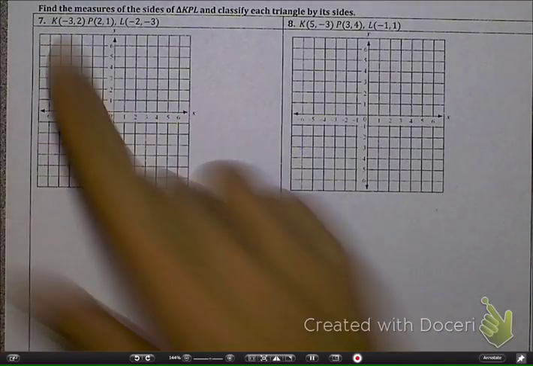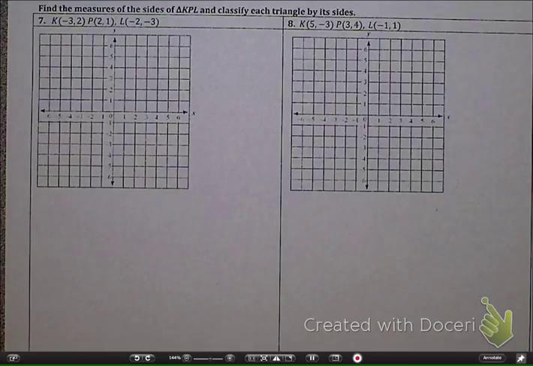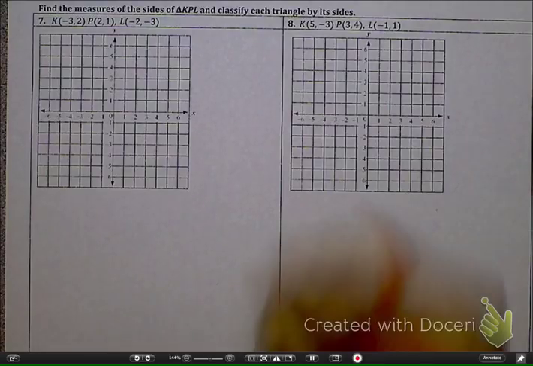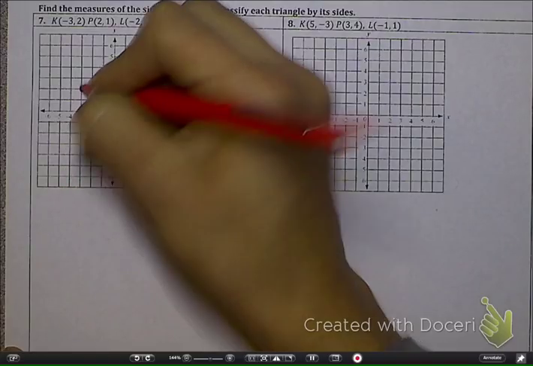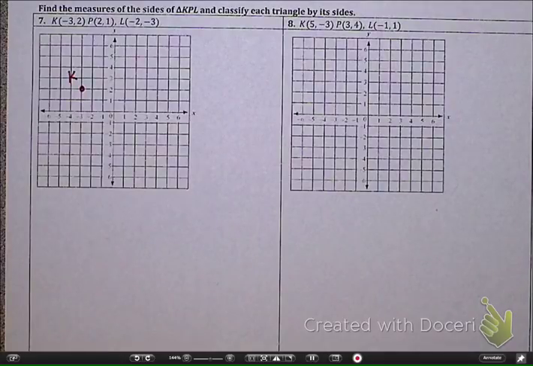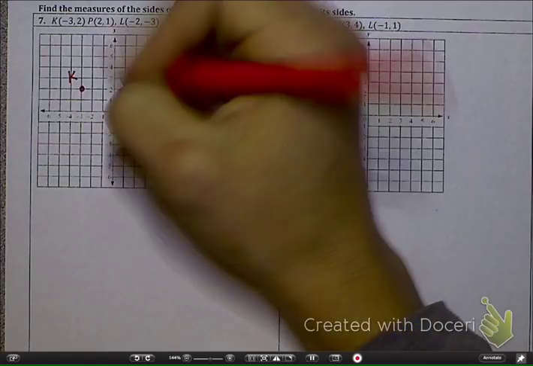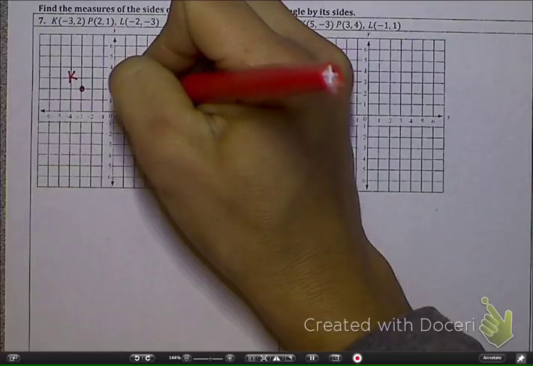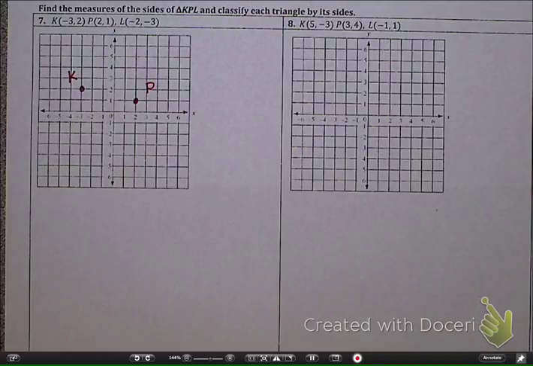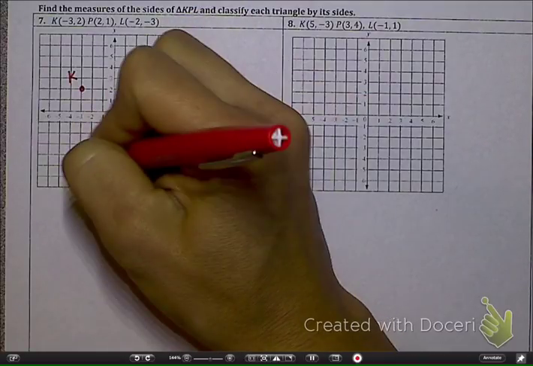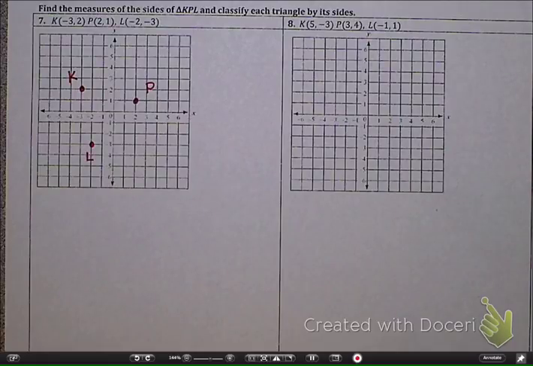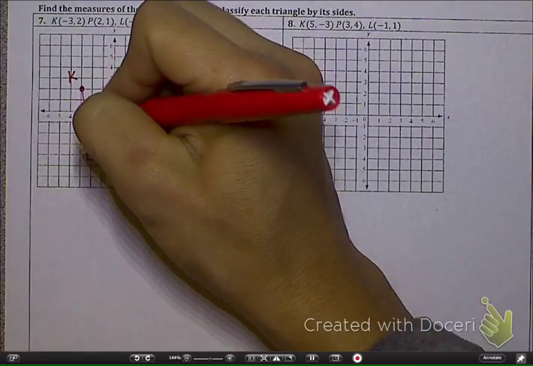Make sure when you're plotting the points that you're doing it accurately, because if you're not, that will first off mess up your whole problem. So point K is at (-3, 2), so that's up here. Point P is at (2, 1). And then point L is at (-2, -3). It's down here. Once we get those points onto the page, you can go ahead and connect them.